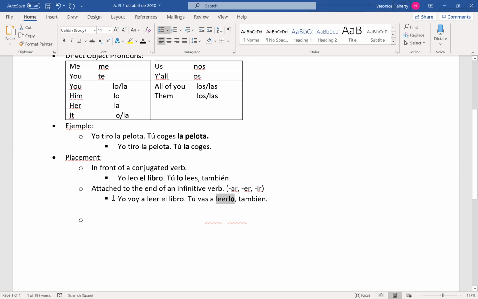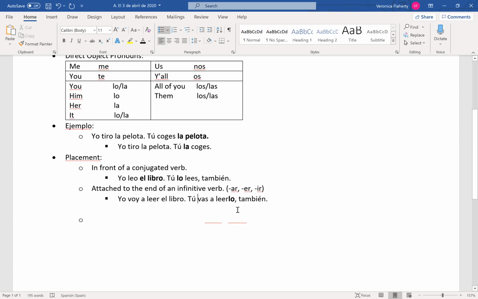But in this example, it can go someplace else too. Does anyone know where that lo could move? I heard somebody talk, but I couldn't tell what you said. It'd be vas. Where? Like right after the vas. Not after the vas, no. It would have to go in front of the vas.